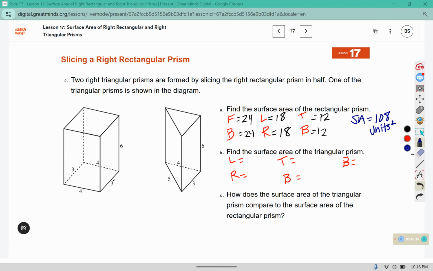The left side is 4 tall and 5 wide. So 4 times 5 is 20. Oh, excuse me. It is not 20. It is 6 and 5, which is 30. The right side is 3 and 6, which is 18. The back is 4 by 6, which is 24.